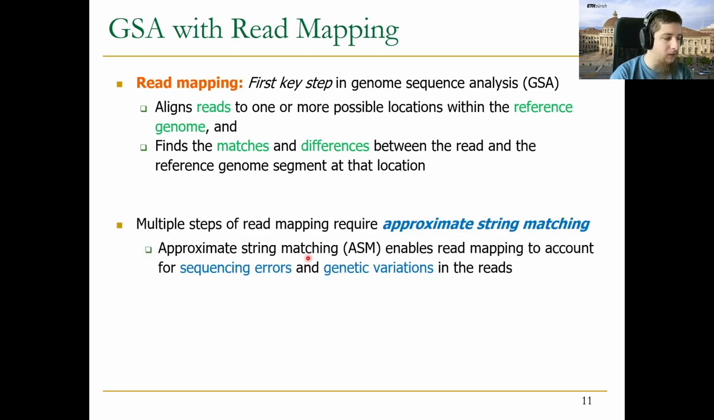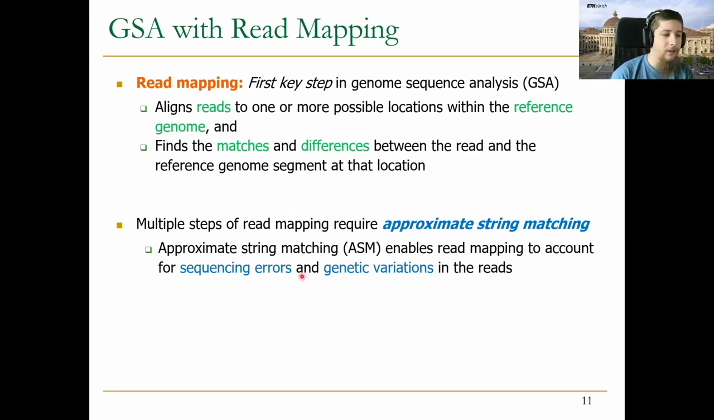So how we do this alignment, or how we find this best location, is we do approximate string matching. What approximate string matching allows us to do, as opposed to exact string matching, is to account for sequencing errors and genetic variations. I mentioned earlier that the machines I showed are not always 100% accurate. They make some mistakes. It varies between technologies. Some of them have 0.05% errors. Some of them have up to 5 or 10% errors.